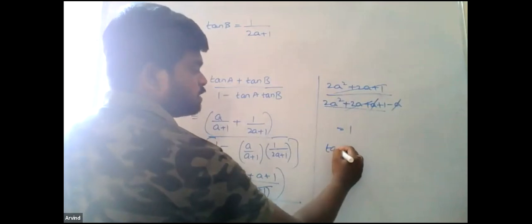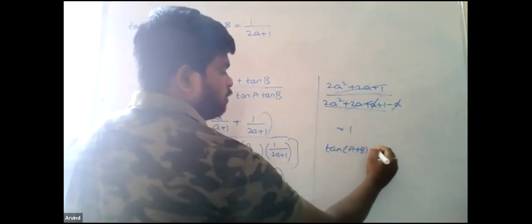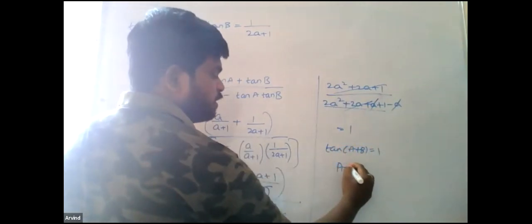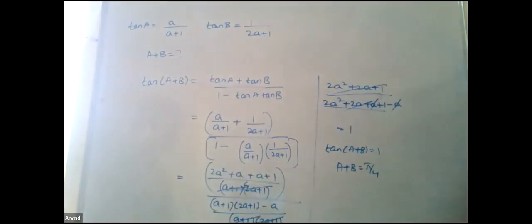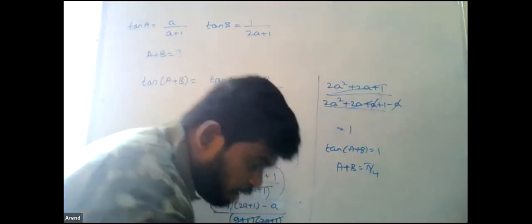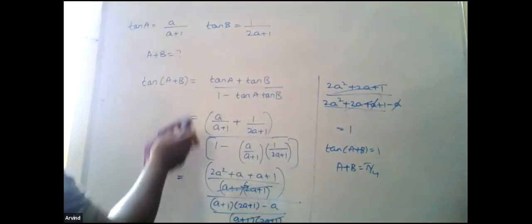So tan of A plus B, what did we get? We got 1. 1 comes when A plus B is pi by 4, which is nothing but 45 degree. So this is the actual way, descriptive method. But in CET, let's not waste time like this.